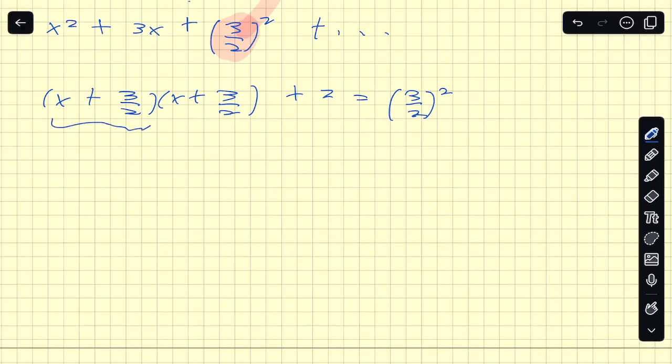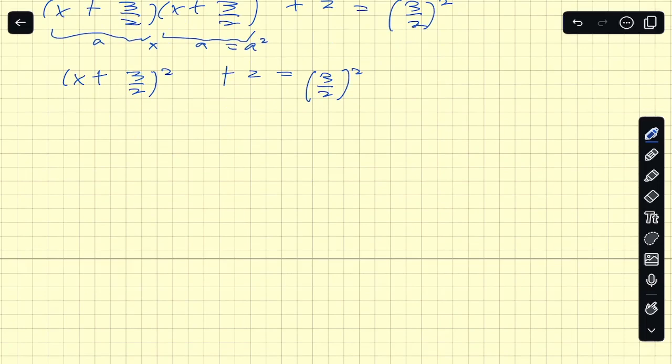And now you see you've got something which is exact same as what it's being multiplied by. So this looks like x plus 3 over 2 all squared. Because I could say this is a. A times a is equal to a squared. So it's x plus 3 over 2 all squared plus 2 equals 3 over 2 all squared.